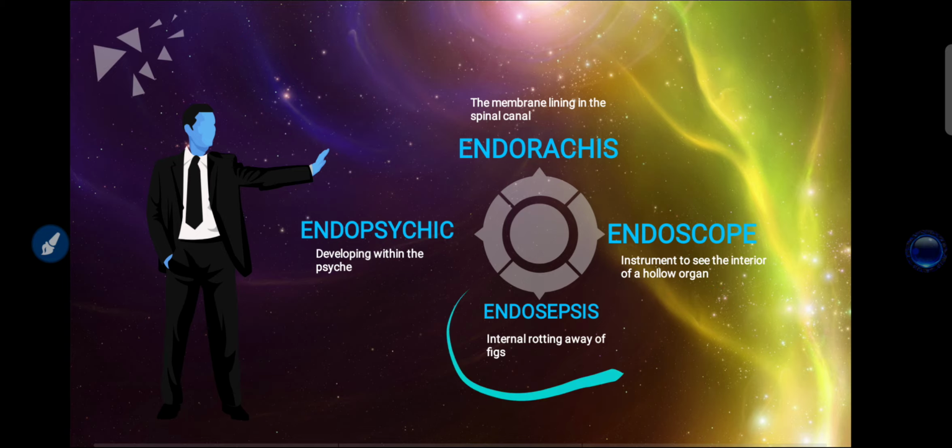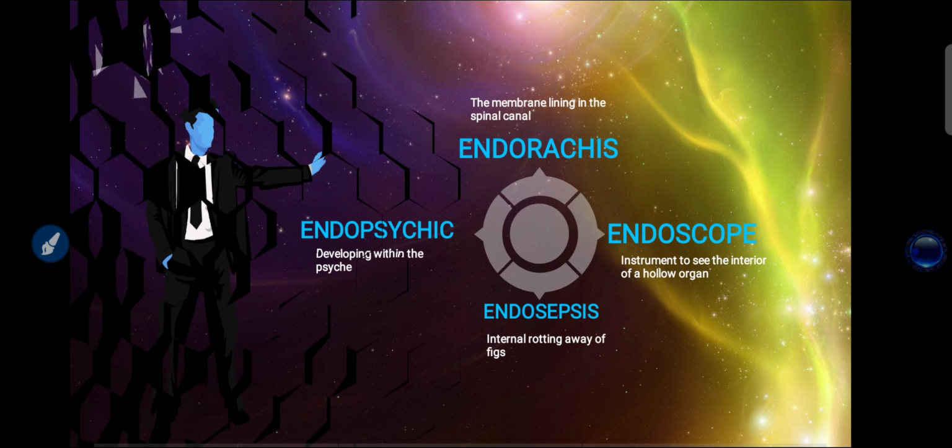Endosepsis. What is endosepsis? Internal rotting away of figs, like fruits, vegetables, and all. Sometimes you get a fruit that looks very fresh and good, ready to eat, but whenever you cut it open, it shows its reality, like it being rotten from inside. So endosepsis means internal rotting away of figs, or we can say fruits and vegetables and stuff.